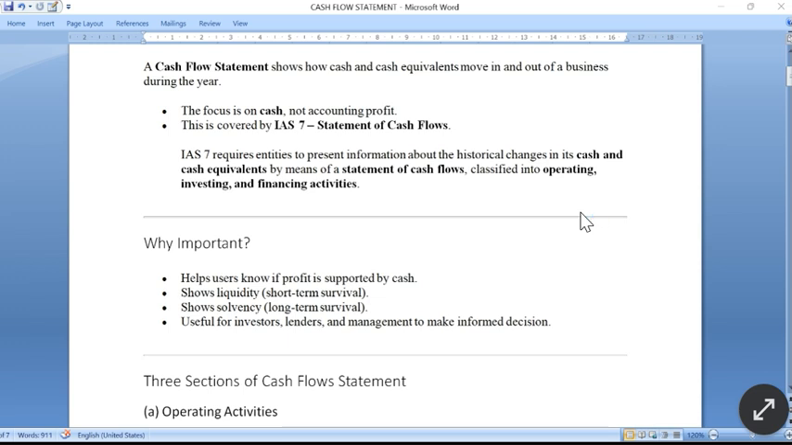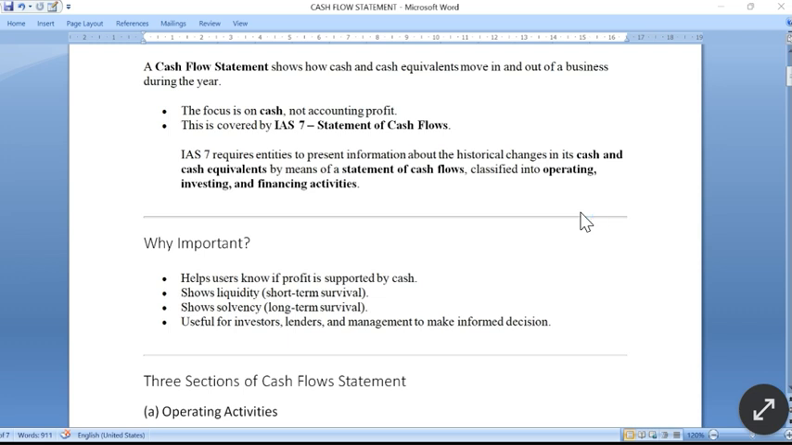You can be asked, they just put a 2 mark question there. Why do we need to do cash flow statement? Why do we need to prepare cash flow statement? What are the importance and the like? So these are the basic importance.